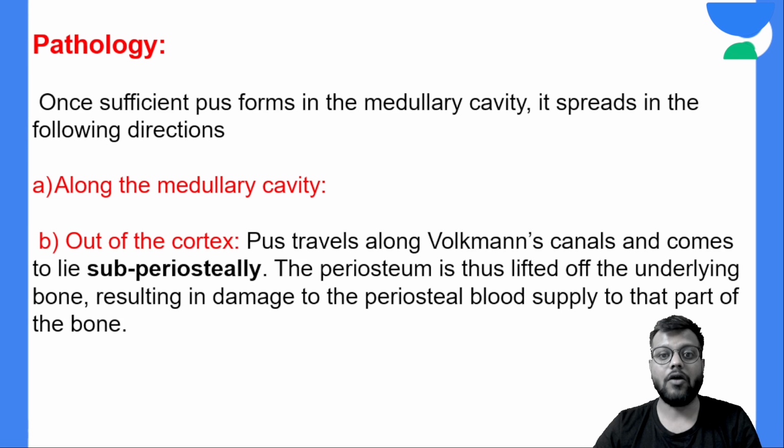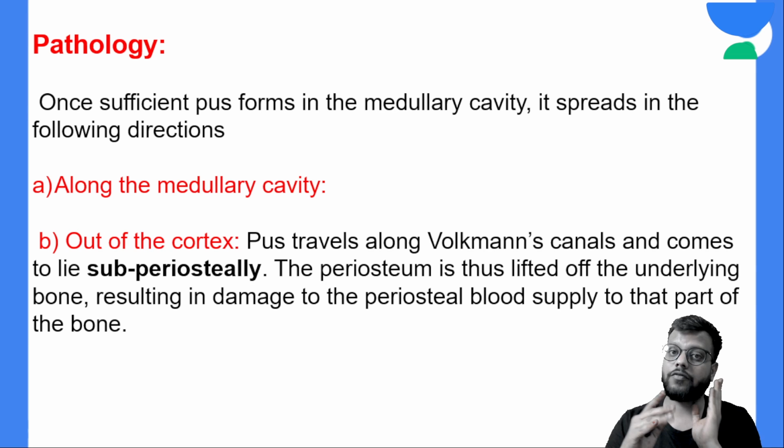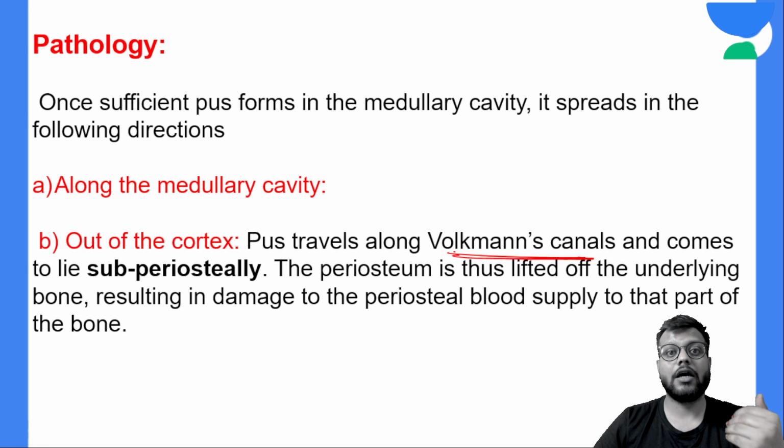Okay, now osteomyelitis sets in, there is pus formation in the cavity. Now what are the ways in which it can spread? First, along the medullary cavity, then out of the cortex by destruction of the bone, it can reach the cortex and through the Volkmann canal, and then the pus may lie just below the periosteum, that is subperiosteally, and from there it can even invade the periosteum.